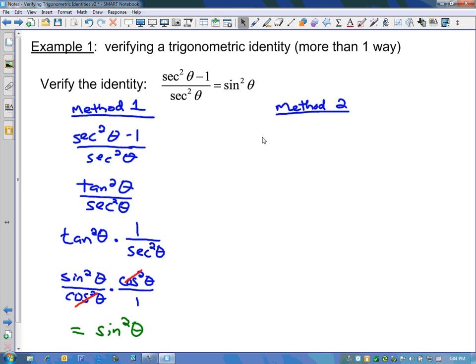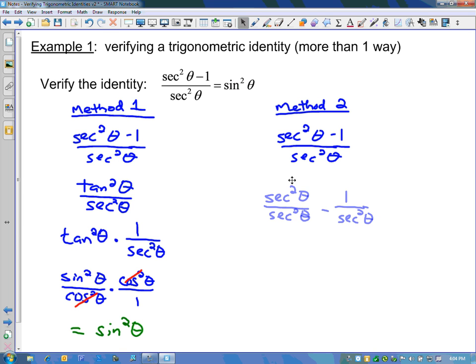Well, if we look at another way to do the problem, let's start with the same left-hand side. And this time I'm going to break it up into two different fractions. We have a monomial on the bottom, so we can do that. On the left fraction, I'm going to have secant squared over secant squared, and that'll be minus 1 over secant squared. And then some simple substitutions. Secant squared over secant squared is 1, and 1 over secant squared is cosine squared.